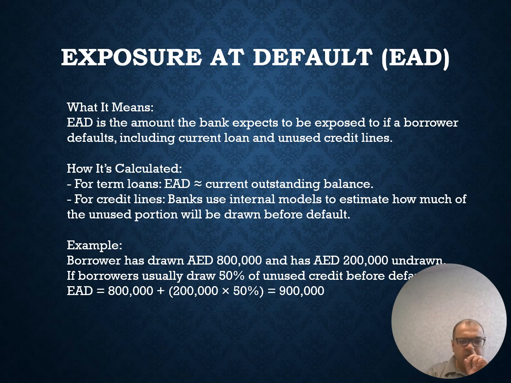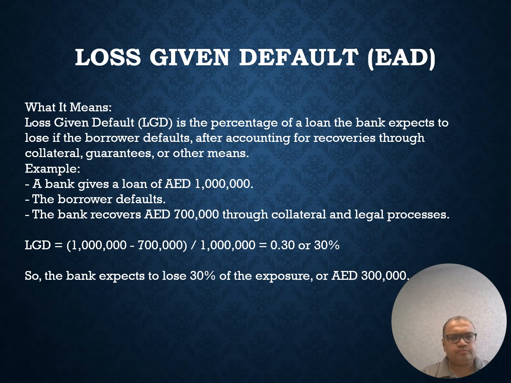Okay, the bank will draw and will lose that money as well. Again, loss given default, as explained to you earlier, in case the customer defaults, what will be the loss? Actually, it's LGD, not EAD, a typo here. Loss given default, LGD, is the percentage of the loan the bank expects to lose if a borrower defaults, after accounting for recoveries through collateral, guarantees and other means.